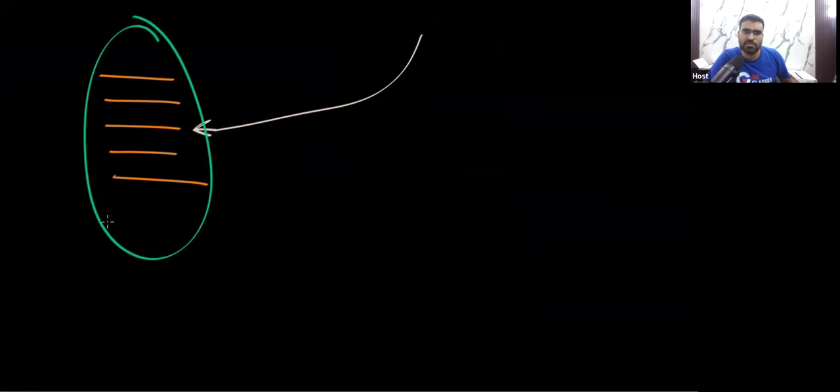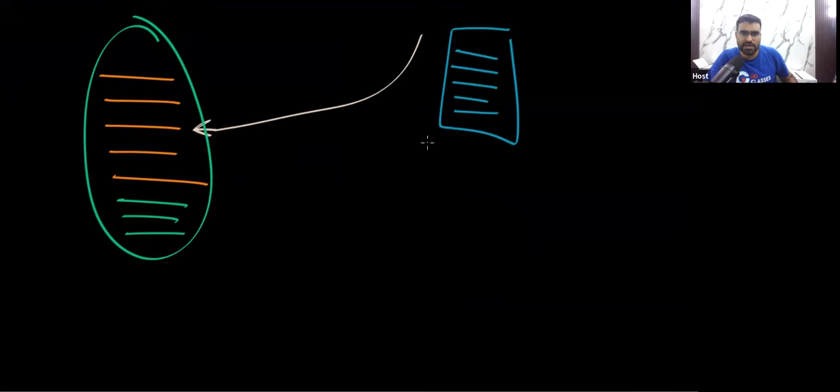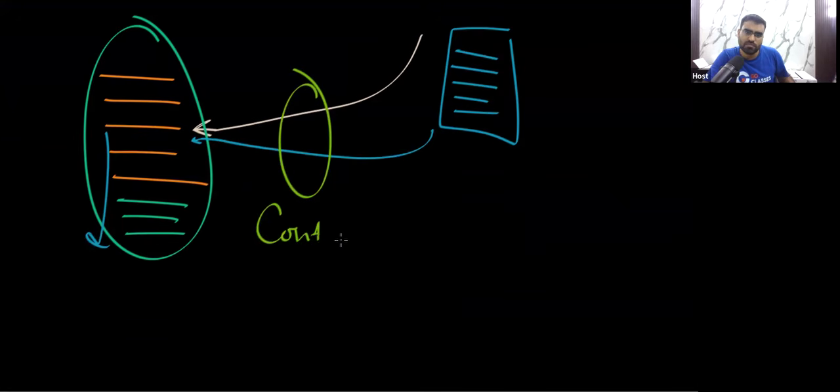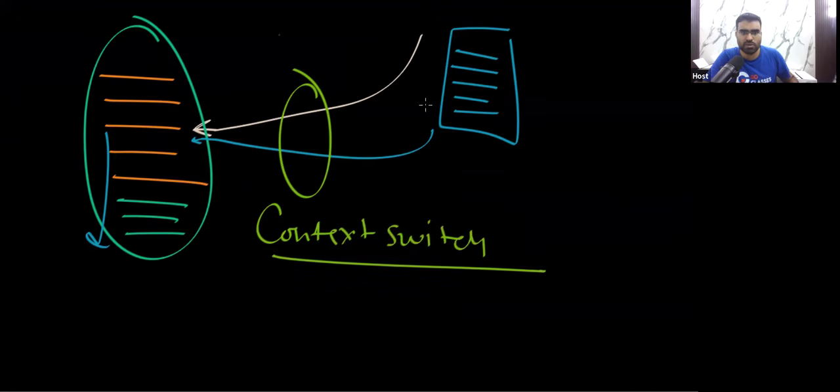The CPU is executing something, and let's assume an interrupt comes. Then what will the CPU do? The CPU will save this context. It will run the interrupt program, and then the CPU will come back and resume. This is what will happen. There is a context switch, yes or no? Okay, there is a context switch.